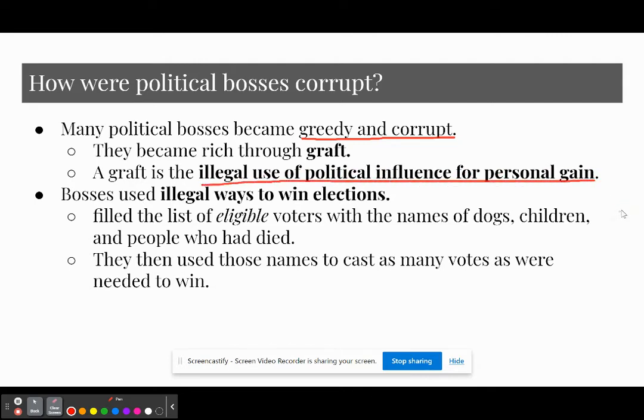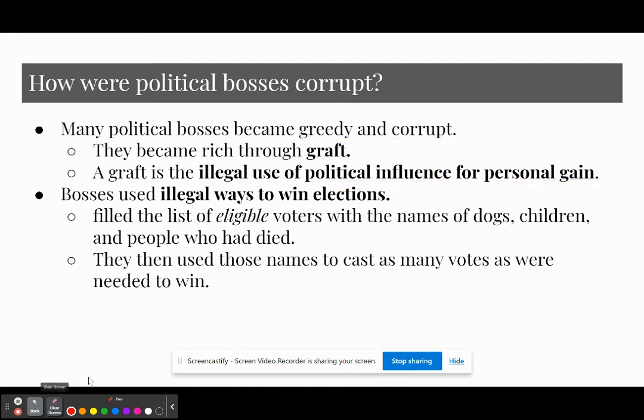A graft could be having inside information on a lucrative business deal, and then therefore you're able to get in on that business deal and get money for it. It doesn't have to be a monetary personal gain. It can be another type of gain like status, or using your political influence to maybe blackmail people in order to gain money or influence. So a graft is any type of illegal use of political influence.